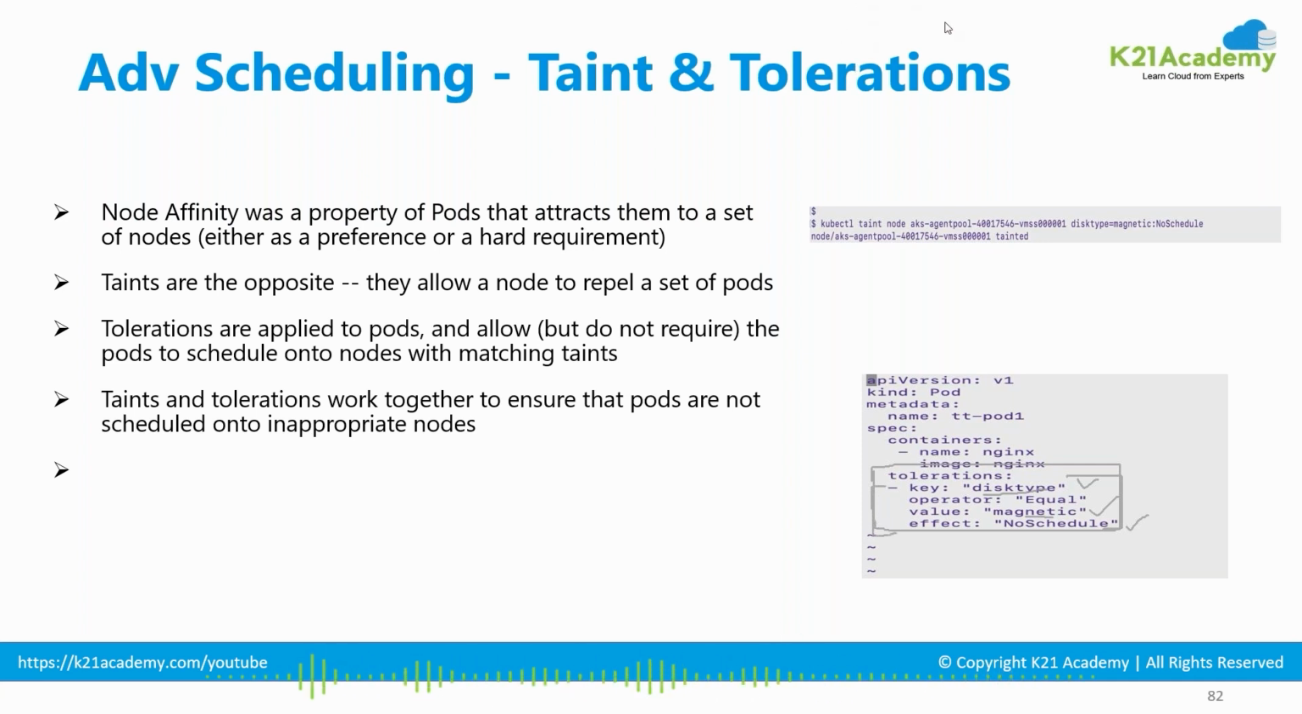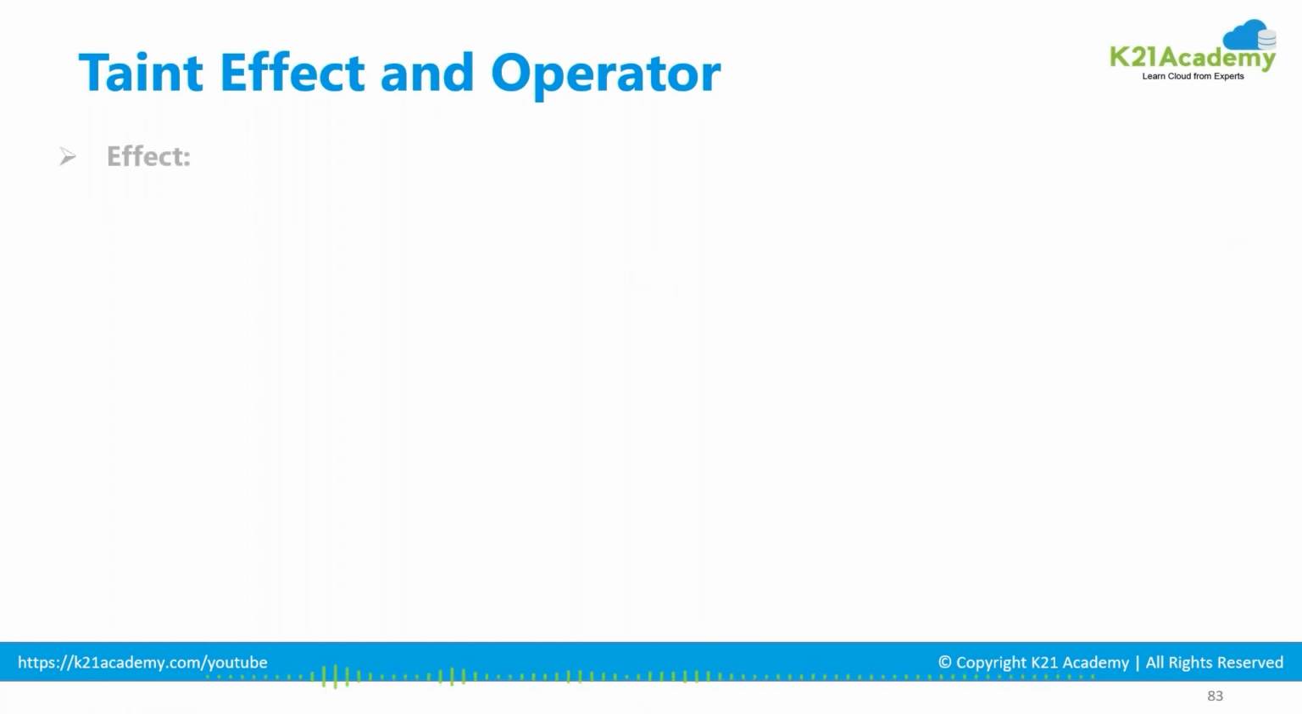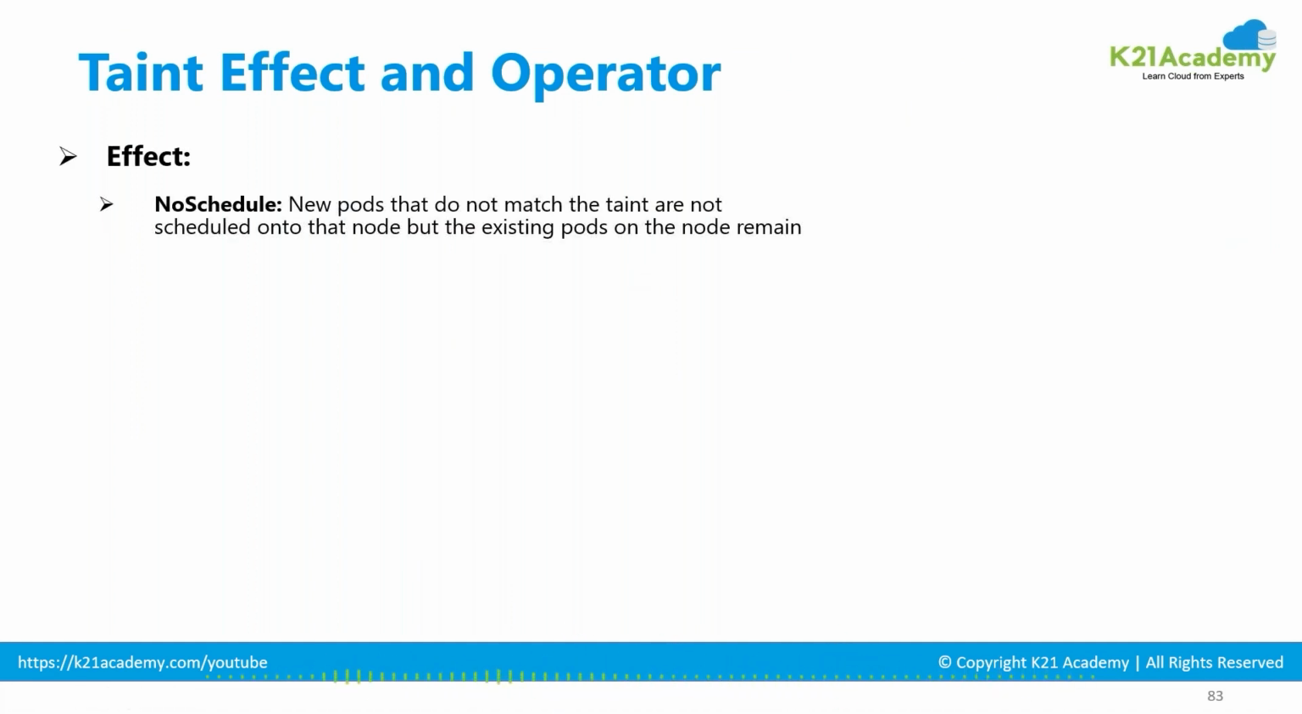Let us discuss the different taint effects and operators. One of the effects you see is NoSchedule. NoSchedule means do not schedule pods on the tainted node. New pods that do not match the taint are not scheduled onto the node, but the existing pods remain as they are. So if you have 50 pods running and you have applied the taint on that worker node, then new pods will not get deployed, but the existing pods will run as they are.